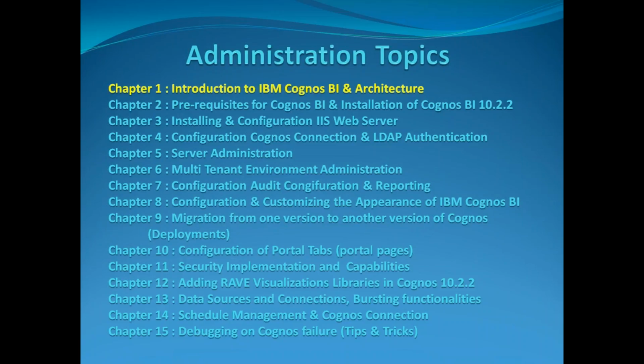The first chapter is the introduction to IBM Cognos BI and the architecture. In this area, we'll be talking more about the features and the service-oriented architecture. At the architecture level, we will discuss in detail the enterprise components and the role of an administrator in relation to the workflow process.